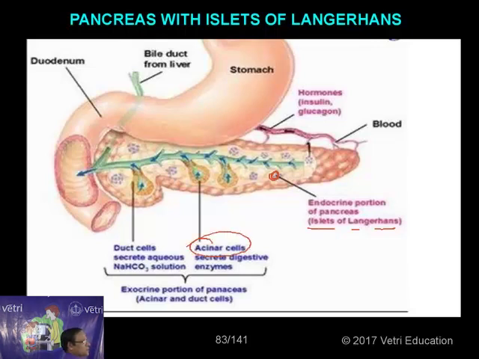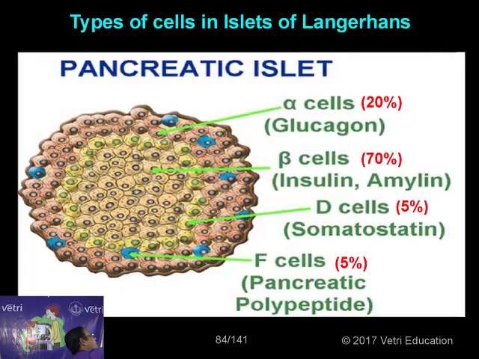The acinar cells are concerned with the secretion of enzymes. So the hormones are released into the blood, and the enzymes are carried by the duct towards the duodenum. That's the nature. Now, if you take only the islets of Langerhans, they consist of three main types of cells, along with one more.